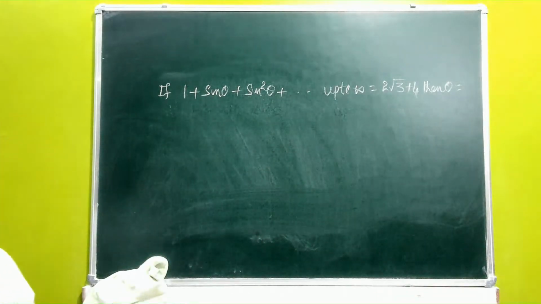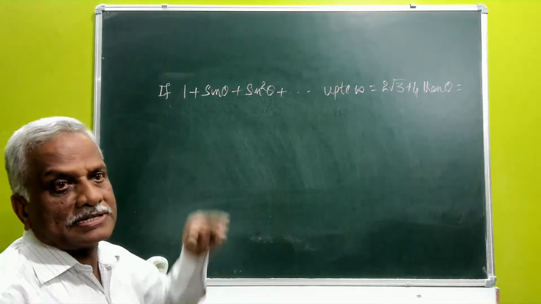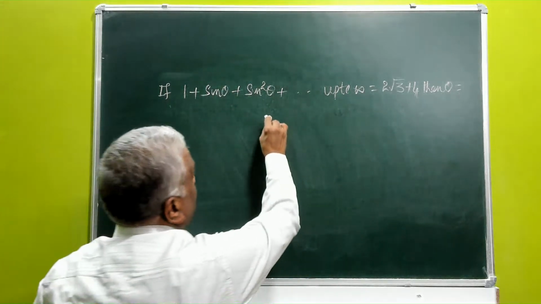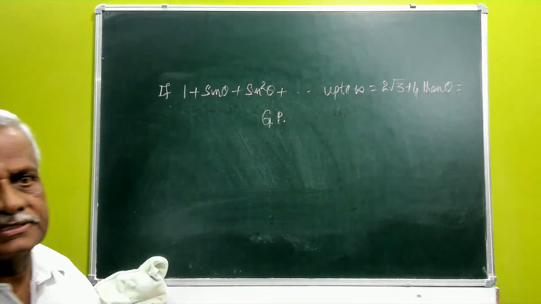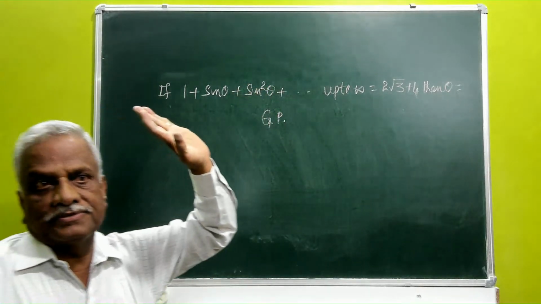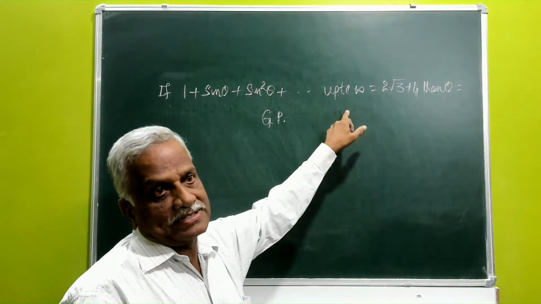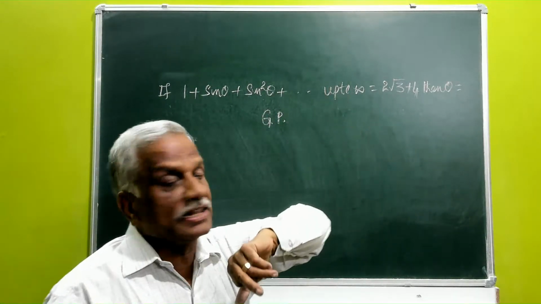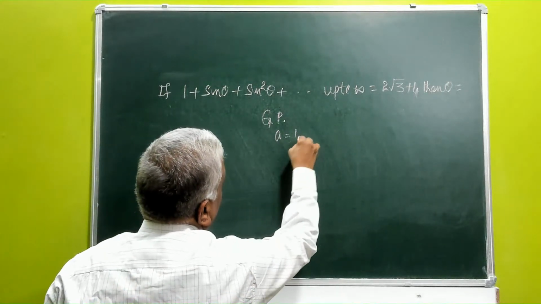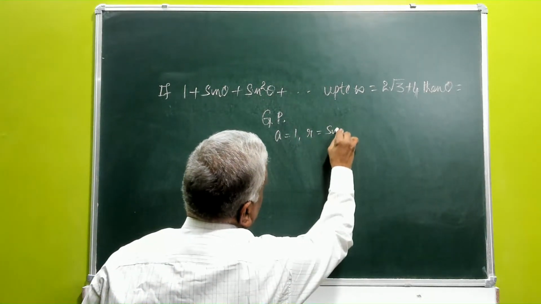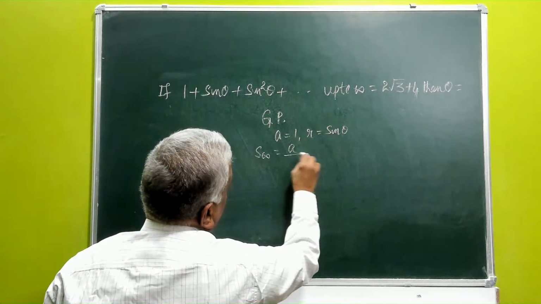Only thing is, you need to realize 1 plus sine theta plus sine square theta plus etc. is a geometric progression. It's a GP. That is what you should realize first. Up to infinity they have asked. They have not asked up to any terms. But you should remember, here A is 1, R is sine theta. And the formula for S infinity is A over 1 minus R.